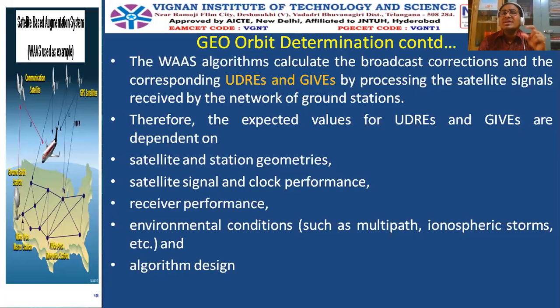So these are the influencing parameters. Once again, I repeat, the expected values for UDREs and GIVEs are dependent on satellite and station geometries, satellite signal and clock performance, receivers performance, environmental conditions, and algorithm design. So this may be asked as a short answer question. This is also important.